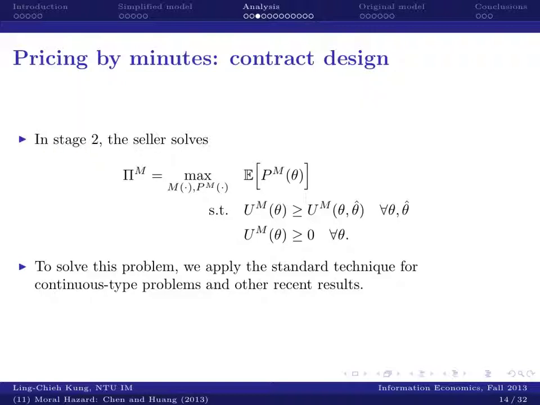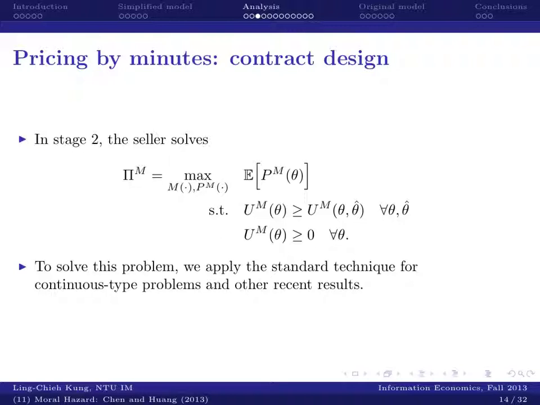So in stage 2, the seller solved this problem. I'm choosing a minute function and a payment function so that for each consumer of type theta, telling the truth is better than pretending to be another type. And also telling the truth gives you a non-negative payment. Now, in the previous slides you see we define U as some kind of function, a maximization function.